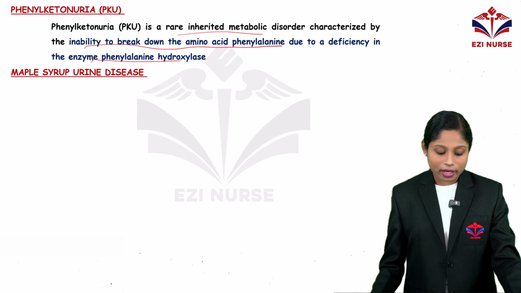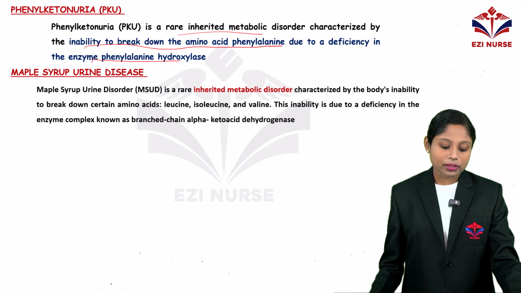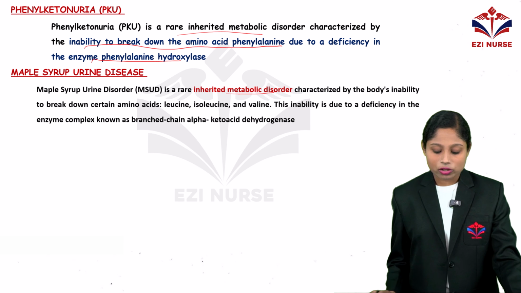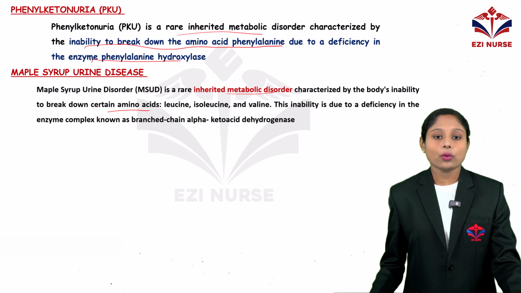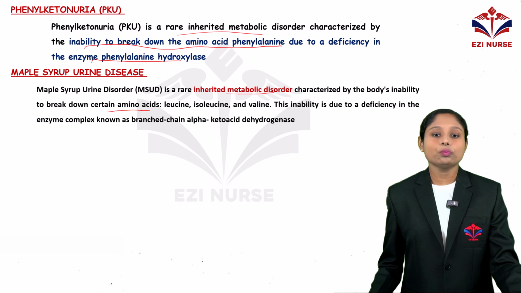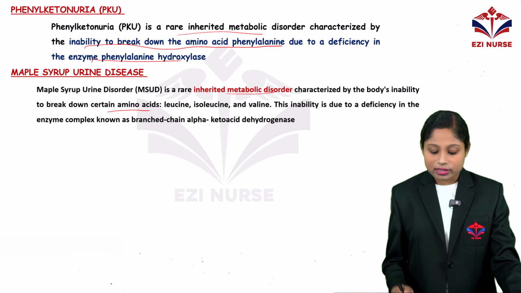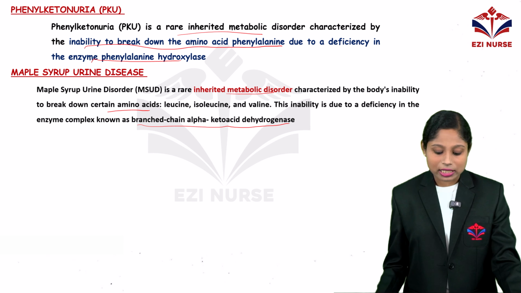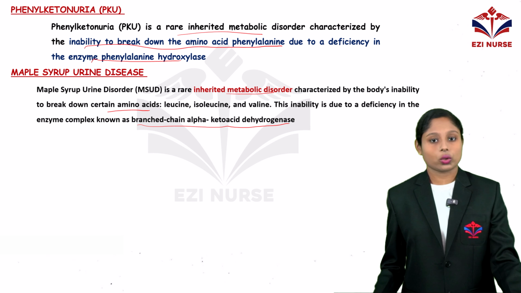It's also very important. Next important question that may come for your exam is maple syrup urine disease. It's an inherited metabolic disorder characterized by the body's inability to break down certain amino acids like leucine, isoleucine and valine. This inability is due to deficiency in the enzyme complex branched chain alpha keto acid dehydrogenase. When there is a deficiency in this enzyme, maple syrup urine disease occurs.